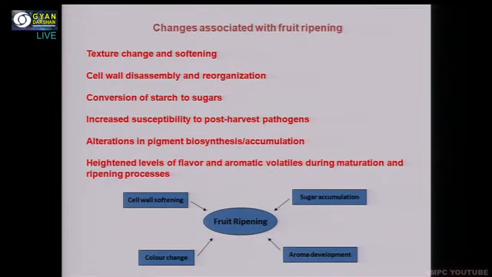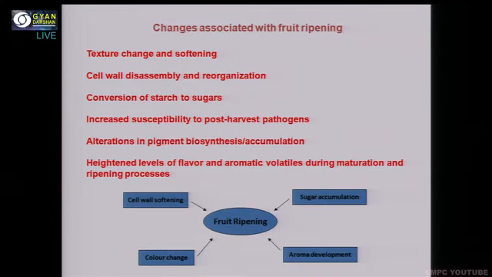Whenever a fruit like tomato ripens, there are certain changes associated with the ripening process. There is a texture change, a softening. That means the unripe fruit is hard in texture, and the ripe fruit is soft in texture. Then there is cell wall disassembly. Why does it turn soft? Because there is degradation of the cell wall. The pectin is being degraded, and as a result there is softening.